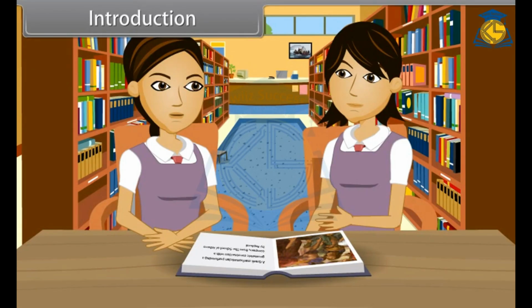You know, today our teacher is going to teach us a different form of geometry. What is that? Euclidean geometry. It is a mathematical system attributed to the Alexandrian Greek mathematician Euclid, which he described in his textbook. Come, let's go to the class and learn.